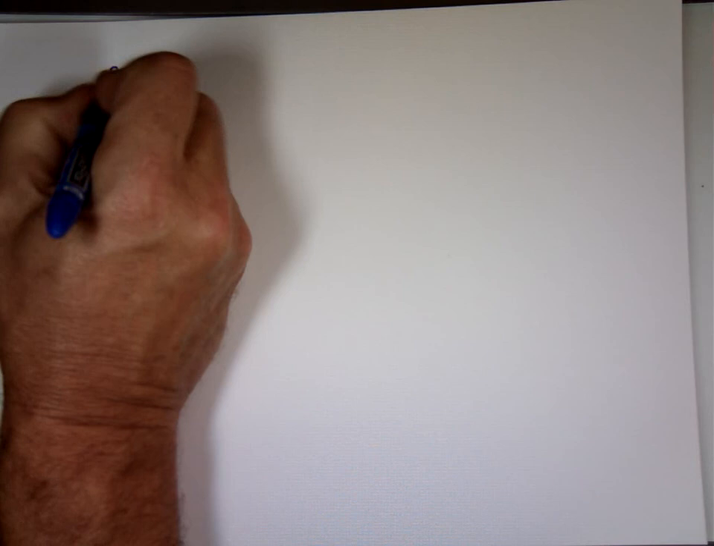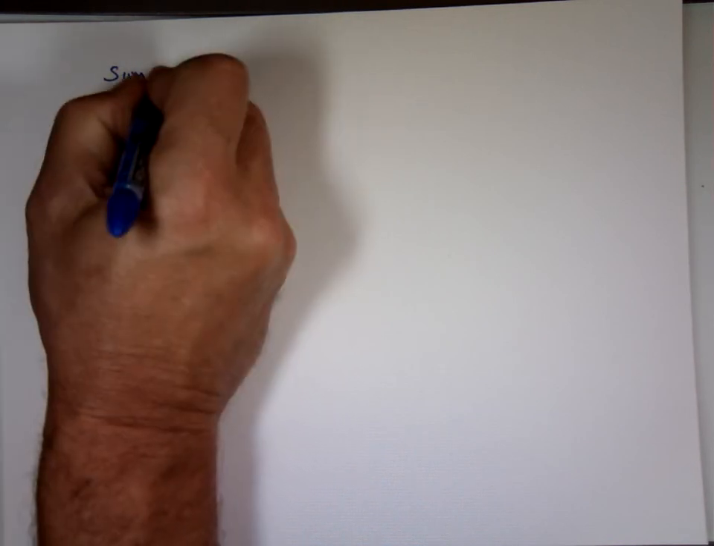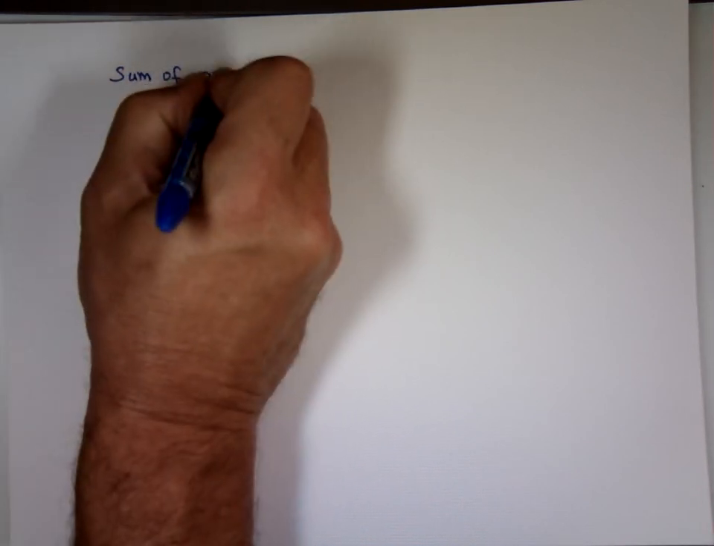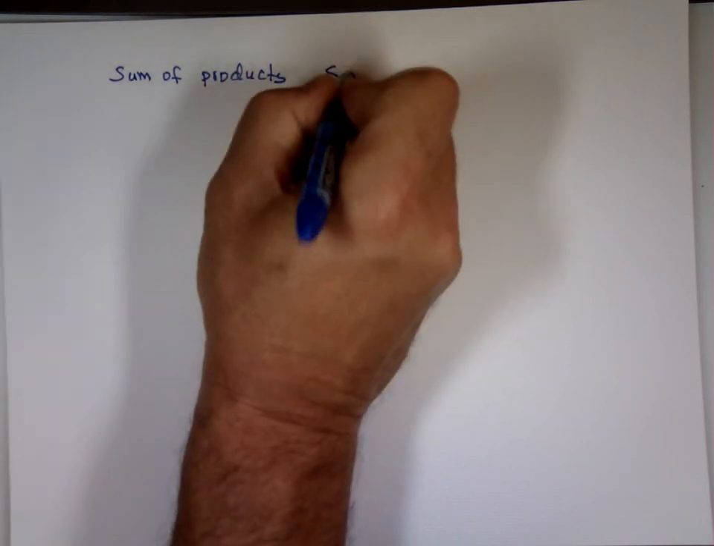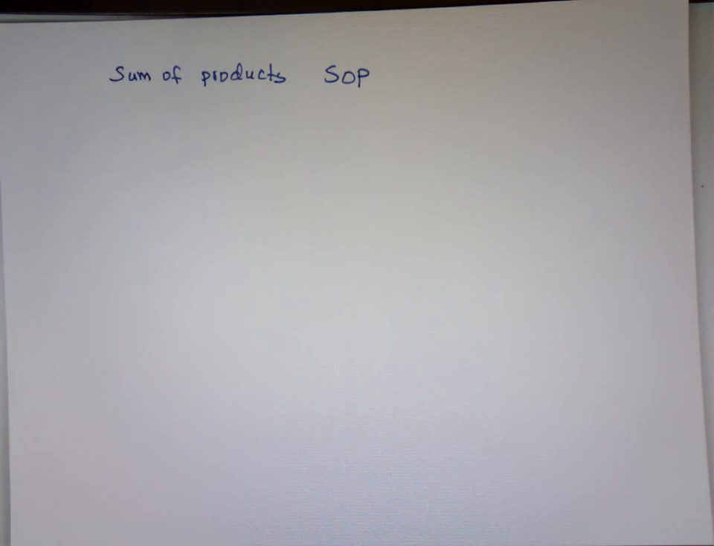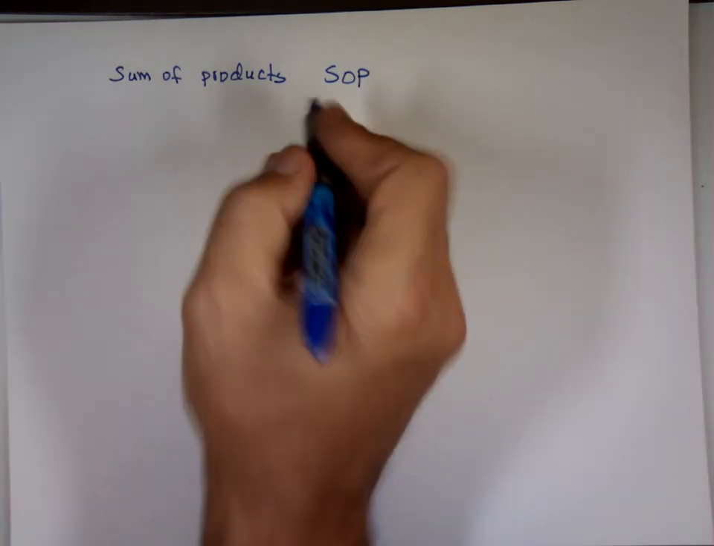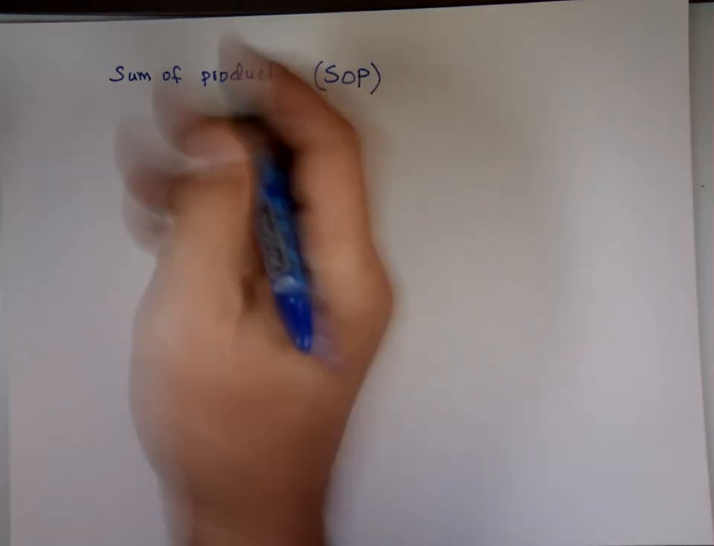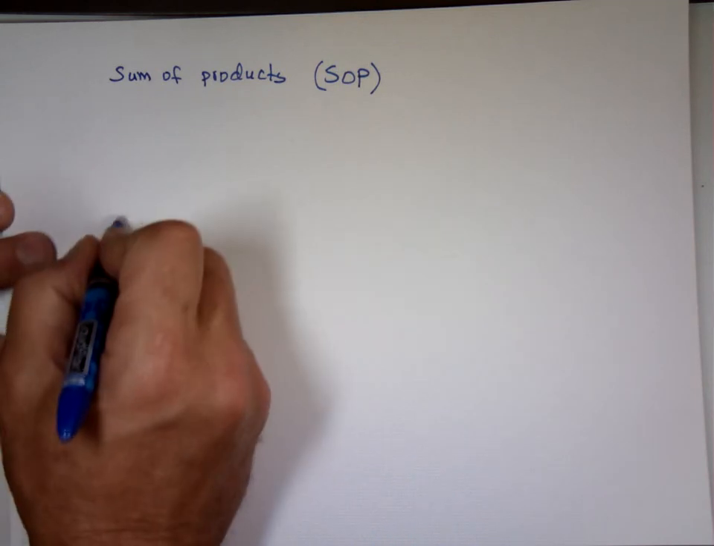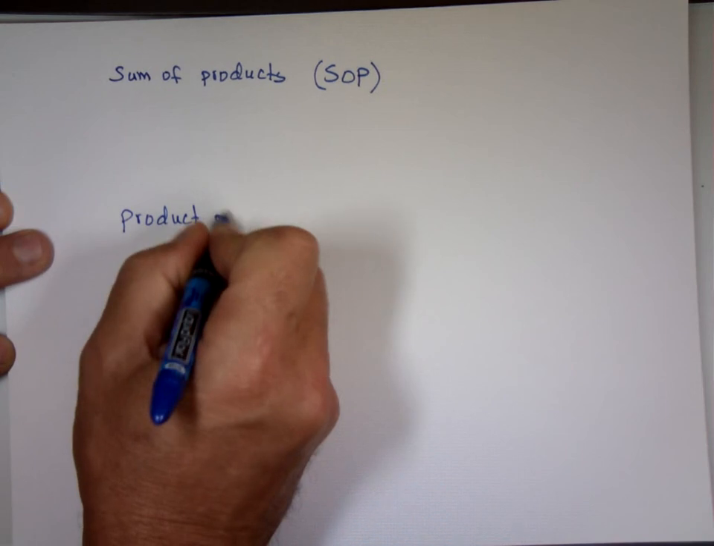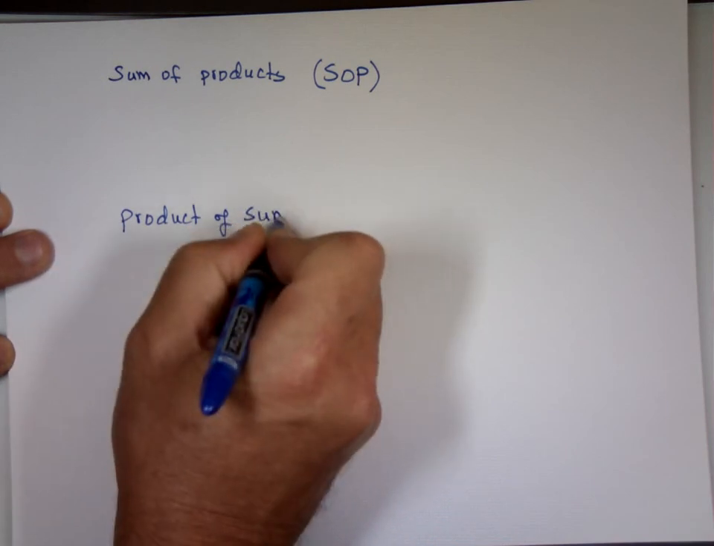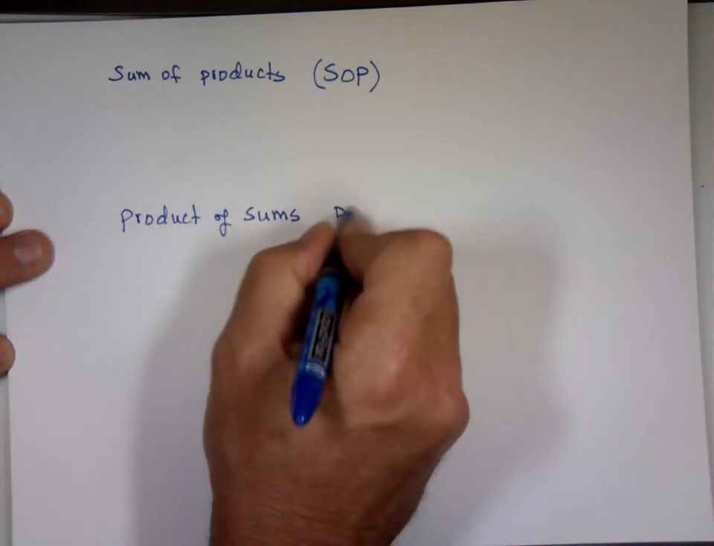You'll hear a lot in digital logic. One is called the sum of product. So that's SOP. So when you're doing the homework, you might hear "write the sum of product." They want you to write the answer using the sum of product. And the other one's called the product of sums.